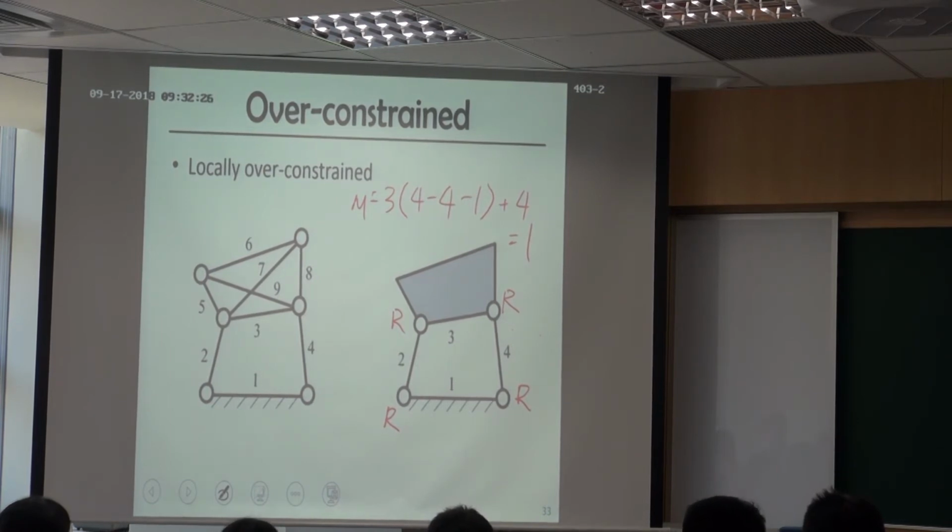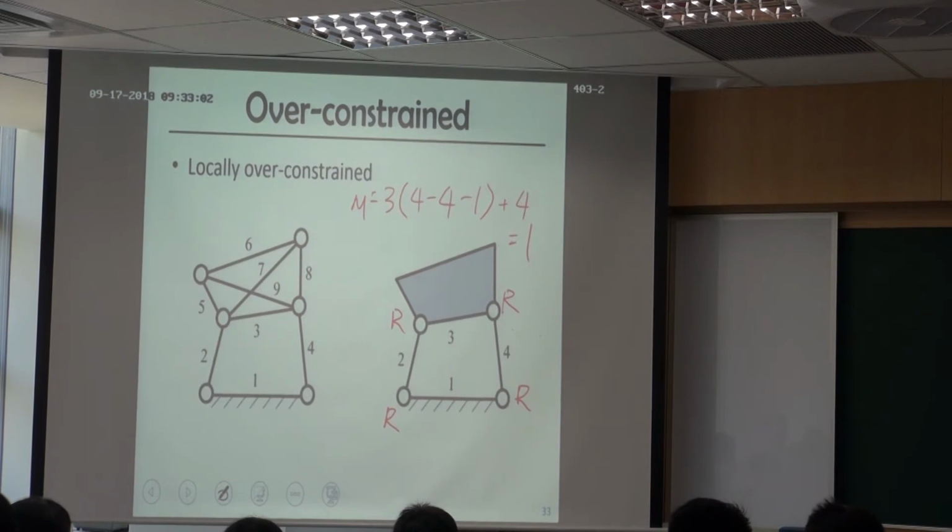But how about the left-hand side one? Do you think this one is movable? It looks exactly the same as this one if you ignore the top part. It should also work. If I move this bar 2, this bar 4 should also move correspondingly. So I think the mobility of this one should also be 1. Do you agree with me?